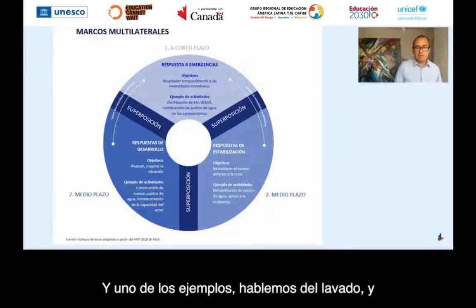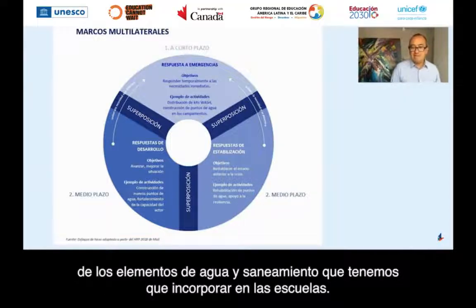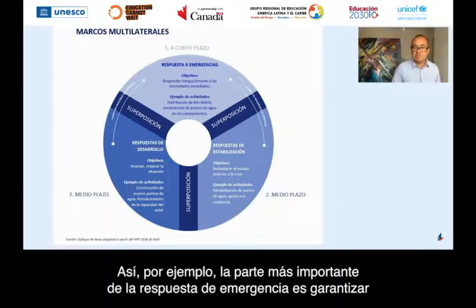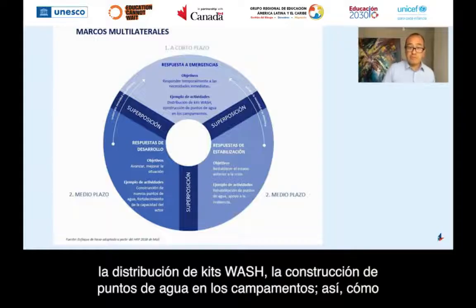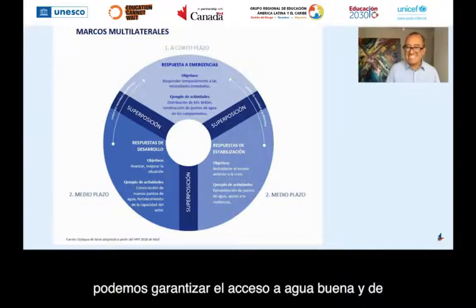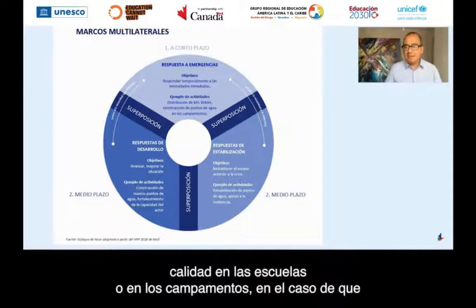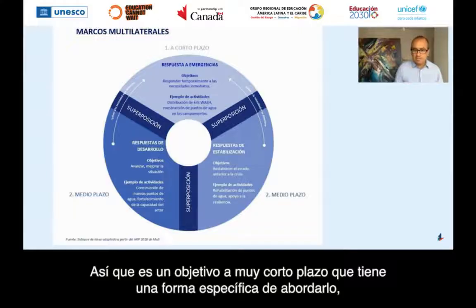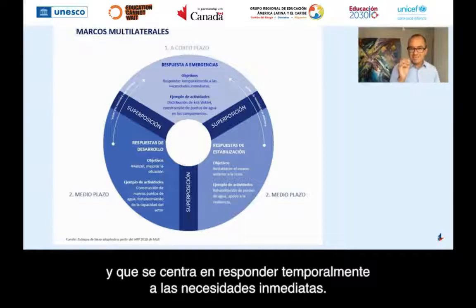One of the examples, let's talk about WASH and the water and sanitation elements that we need to incorporate in schools. The most important part of the emergency response is to secure the distribution of WASH kits and the construction of water points in the camps. So how can we secure access to good quality water in schools or in camps, in the case that we are responding to a specific crisis, disaster, conflict, etc.? It's a very short-term objective that has a specific way of being addressed, focusing on responding temporarily to the immediate needs.